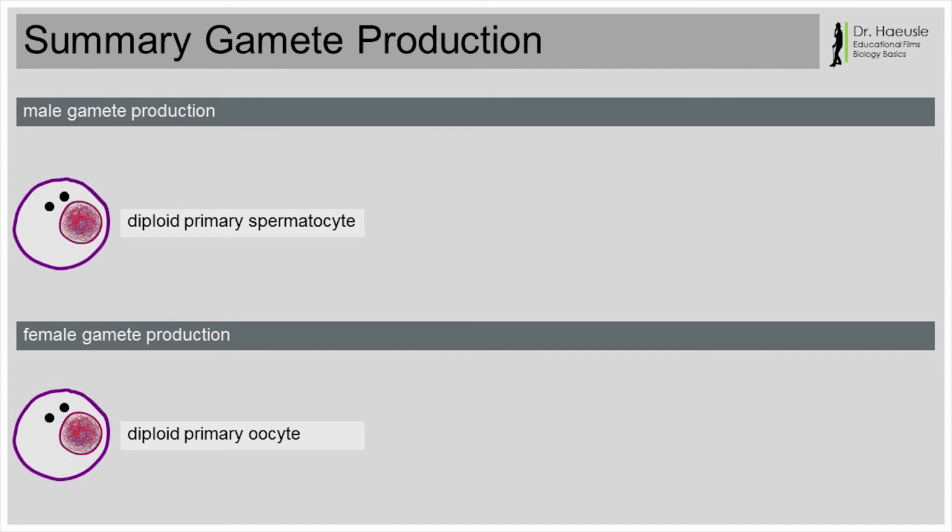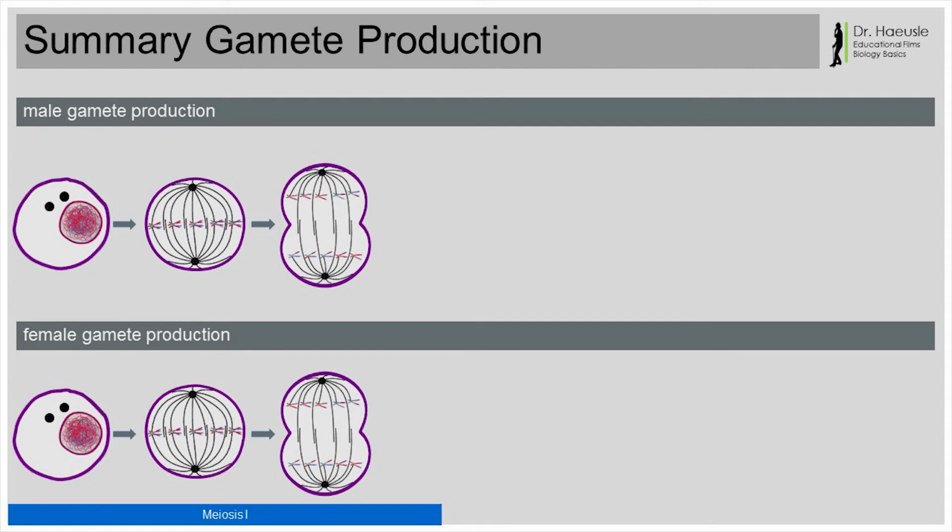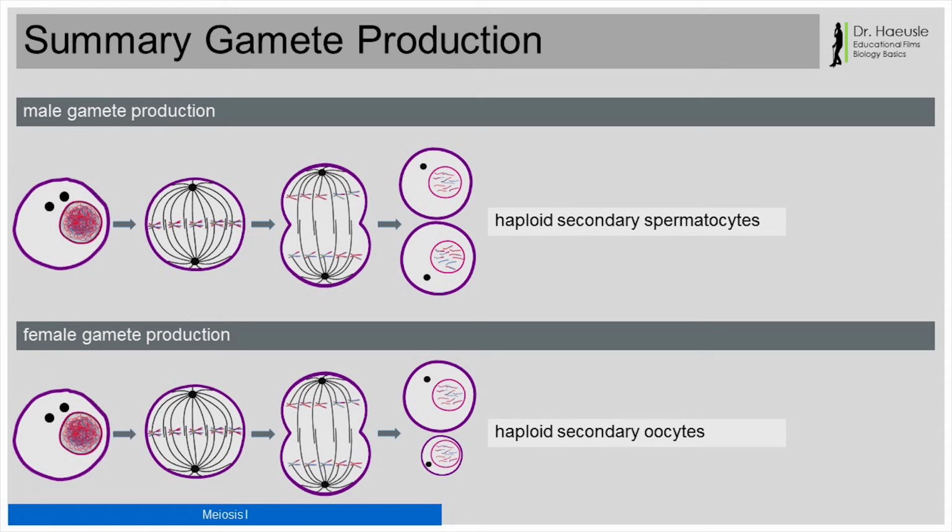The genetic information is recombined through crossing over. After that, the homologous chromosome pairs line up in the equatorial plane. The homologs are now separated from each other and are pulled to opposite cell sites to the centrosomes. What follows is cytokinesis. 2 haploid cells have been developed.